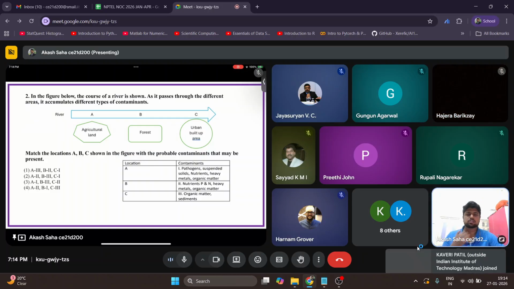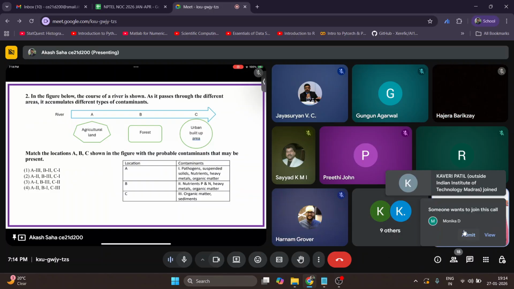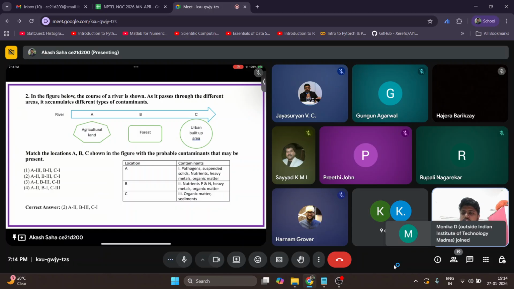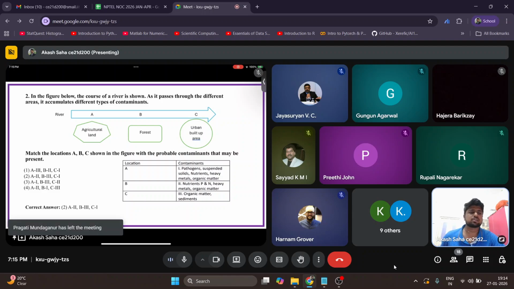Yeah, coming back to the question. As the majority of you have indicated the right answer to be option 2, yes, it is the correct answer. So A, for any agricultural land, we will be basically getting the nutrients, either through the surface runoff from the pesticides or the fertilizers that we are inputting in the agricultural field. So a lot of nutrients can come up, also heavy metals and organic matter.